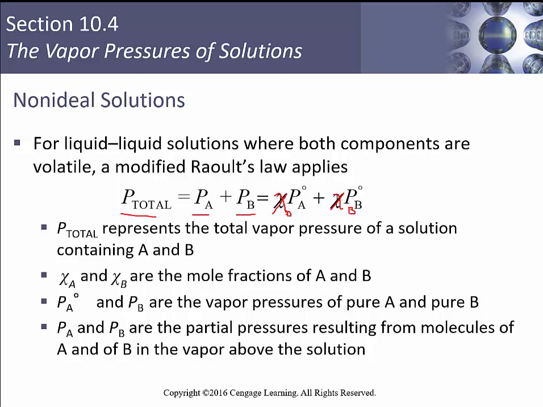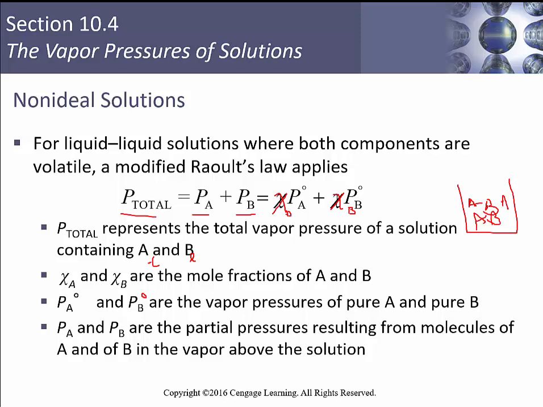So P total represents the total vapor pressure of a solution with both A and B together, where they're both liquids. Where chi A and chi B are the mole fractions of A and B. P naught of A and P naught of B are the vapor pressures of pure A and pure B. And PA and PB are the partial pressures resulting from the molecules of A and B in the vapor above the solution.